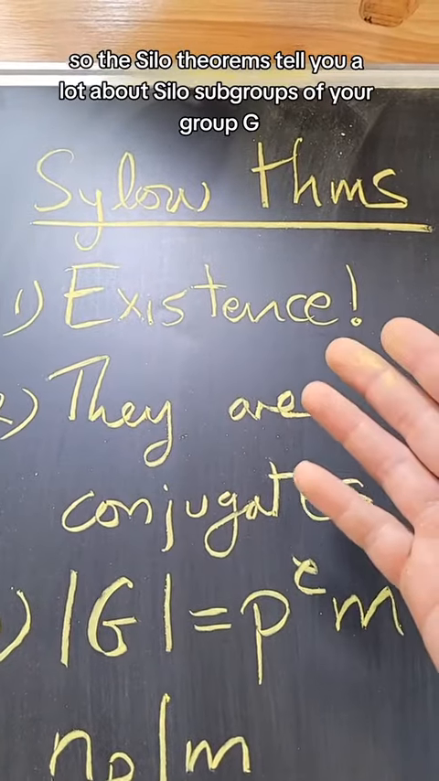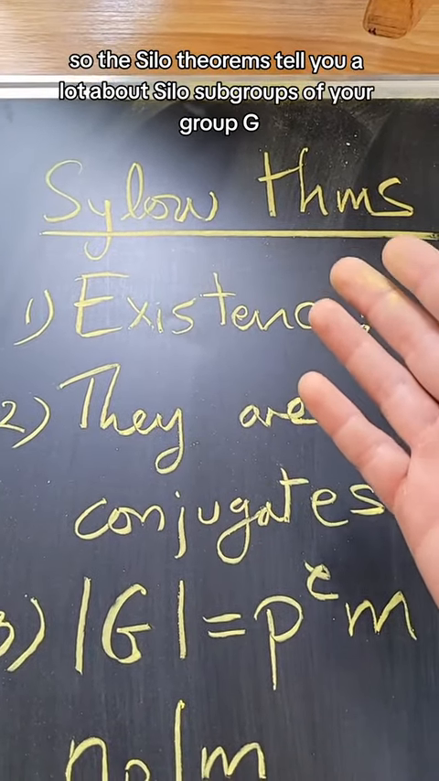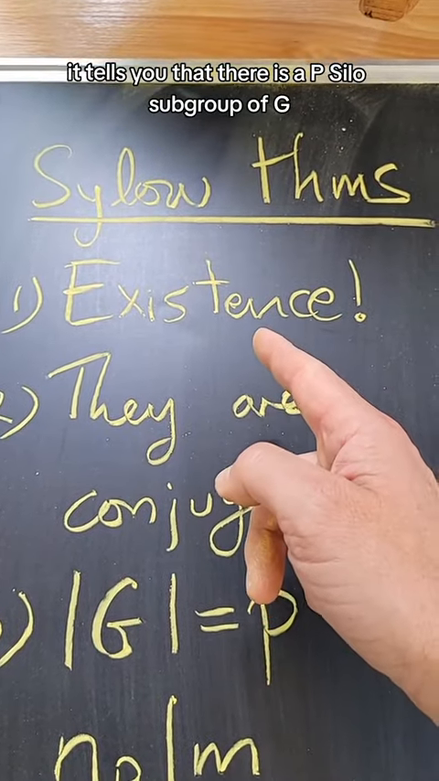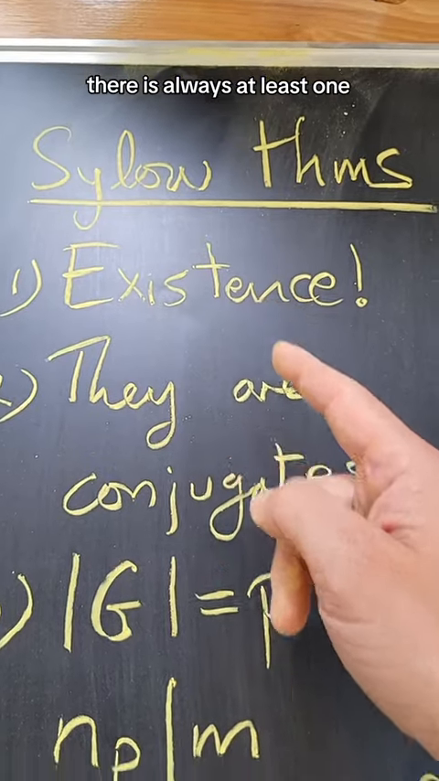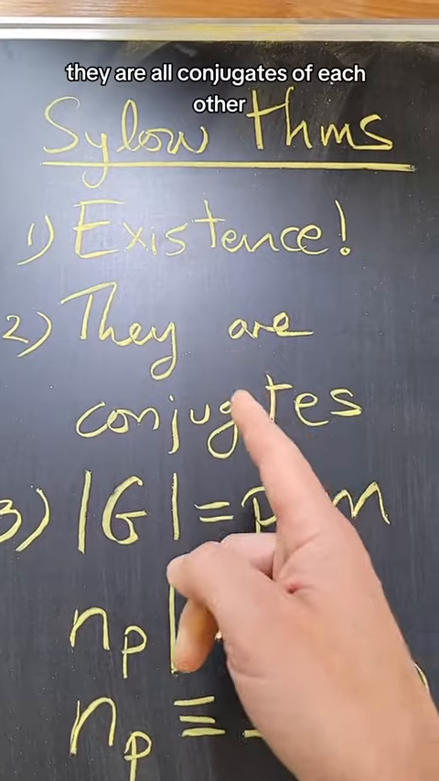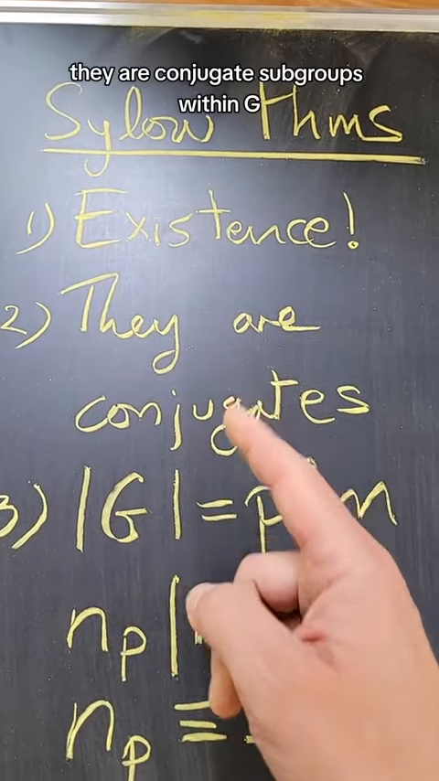So the Sylow theorems tell you a lot about Sylow subgroups of your group G. First of all, it tells you that there is a p Sylow subgroup of G. There is always at least one. Two, if there are several of them, they are all conjugates of each other. They are conjugate subgroups within G.